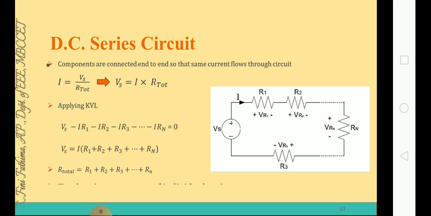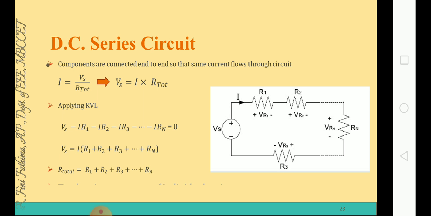Now we have to find out what this R total is. In order to find it, I will apply Kirchhoff's voltage law in this series circuit. In the voltage law, we take sources or EMFs as positive and drops as negative. I take the voltage source Vs, and the current is in the clockwise direction, leaving through the positive terminal. So plus Vs, minus VR1, minus VR2, minus VR3, minus VRn is equal to 0. VR1 is I into R1, so Vs minus I into R1 minus I into R2 minus I into R3, and so on, minus I into Rn is equal to 0.